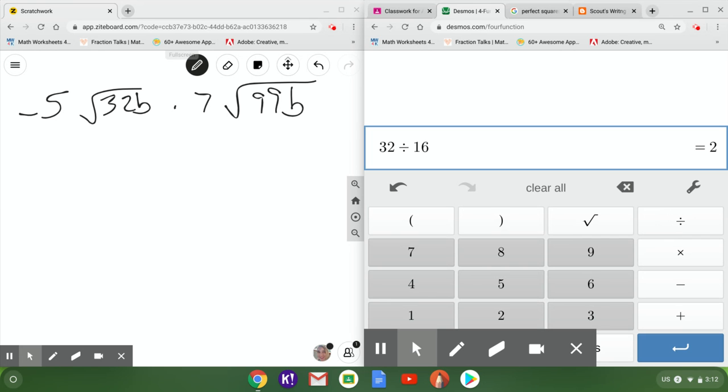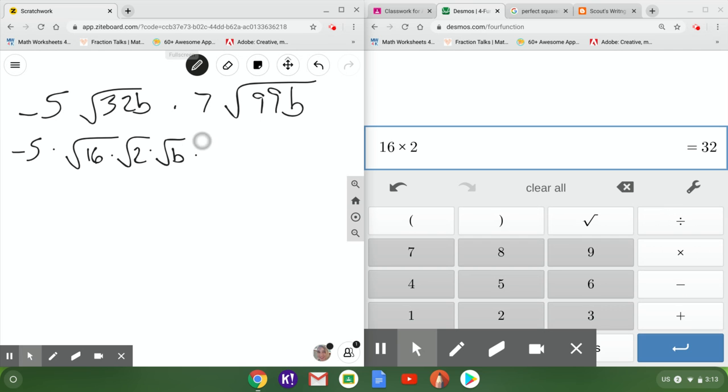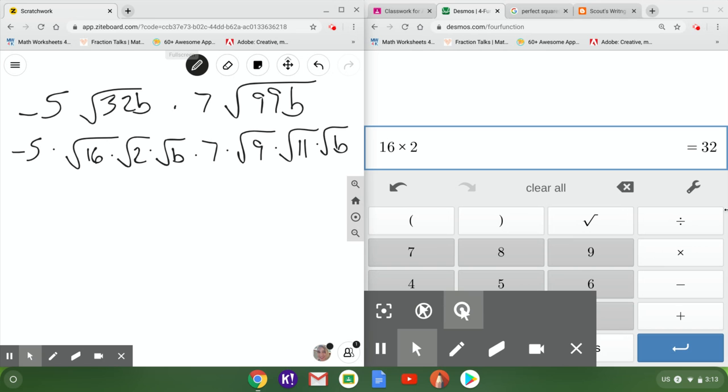So I'm going to go with 16 and 2. 32 is the same thing as 16 times 2, so I'm going to go with 16 times 2 instead of 32. I'm going to rewrite this as negative 5 still in front, times the square root of 16 times 2, and then there's still square root of b there, times 7. And then 99 clearly is 9 times 11, so I'm going to rewrite that as 9 times 11, and then there's still square root of b there. All right, so we got this going on. That's a lot of numbers.